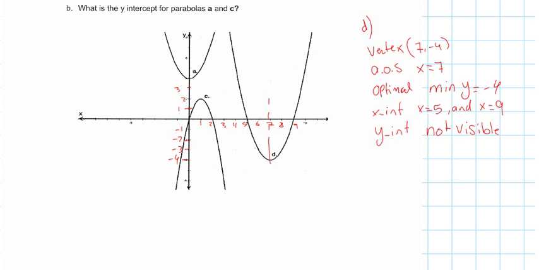Okay? Now with the x-intercept, you don't say not visible, you say there's none. Okay? Because it's either there's none or it won't be not visible. You're going to have to find it. Okay? All right, so let me see.